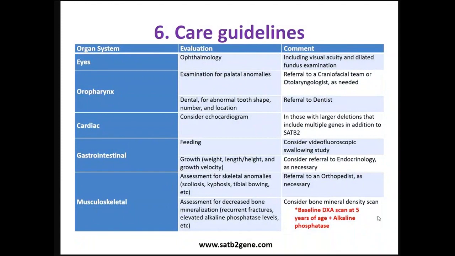The one thing that's not in here that I did want to mention is that I do routinely recommend a DEXA scan, a bone density scan, around 5 years of age. We do that with an alkaline phosphatase and a vitamin D, just to see where we are with the bones. And depending on that level, it might need to be repeated in the future.